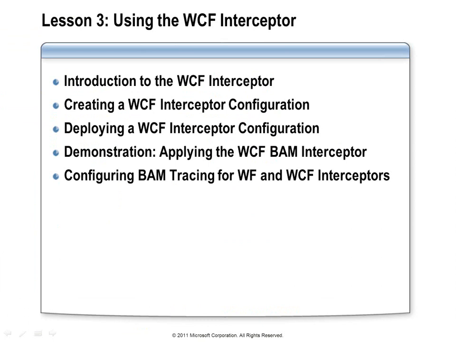For our third lesson, we'll focus on the WCF interceptor. We'll look at how to create the configuration specifically for WCF events, how to deploy those interceptors, and we'll look then at a demonstration of applying that to a service and seeing the data collected into our BAM activity fields. We'll finish up by touching on how you enable tracing for these interceptors so that you can get some diagnostic data if the interceptors aren't doing what you expect.